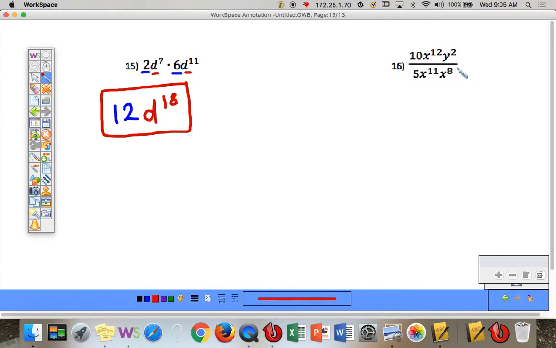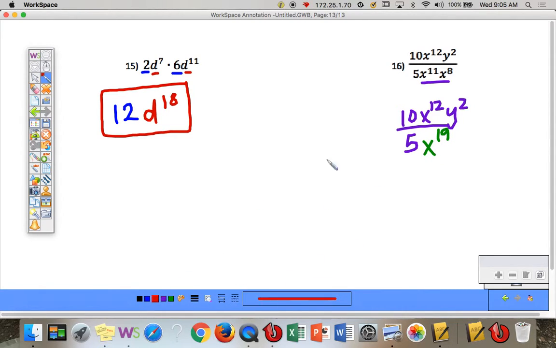We have 3 different bases here. We have the 10s and the 5, the numbers, and the x's and a y here. So let's take a look at this. First I'm going to simplify the bottom. We have 10 over 5, x to the 12th, y squared. And the x's here, I'm going to combine those. This will be 19 x's.